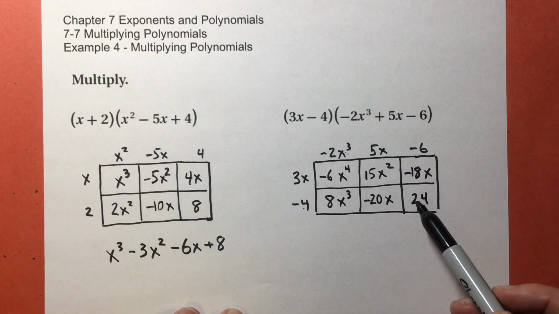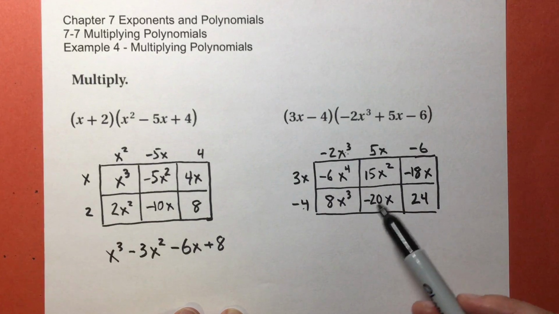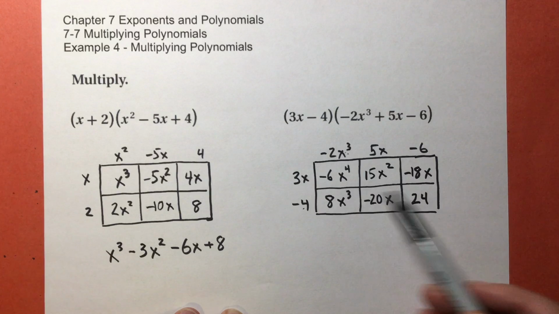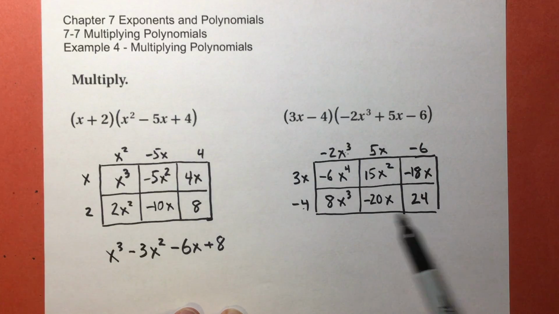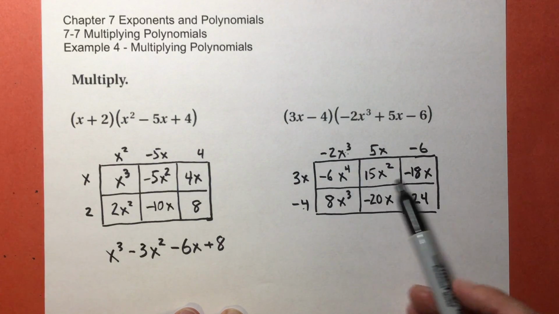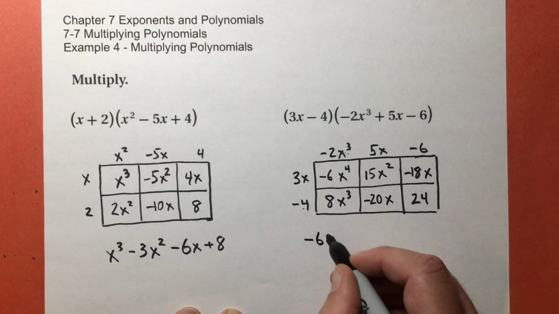I've got 6 terms. 2 times 3 equals 6. Some of these have the same exponent. Everything in here is an x. So what has the same exponent? Here's x to the fourth. None of those, so I get negative 6x to the fourth.